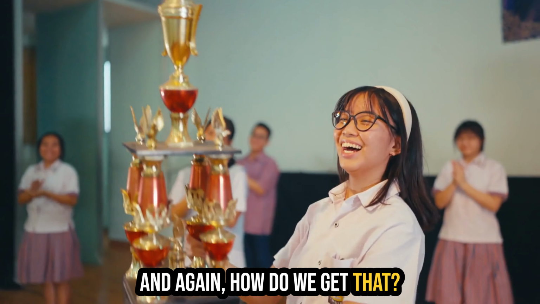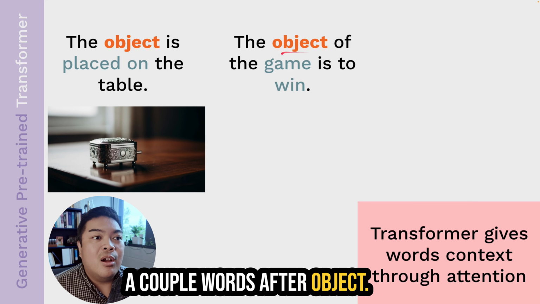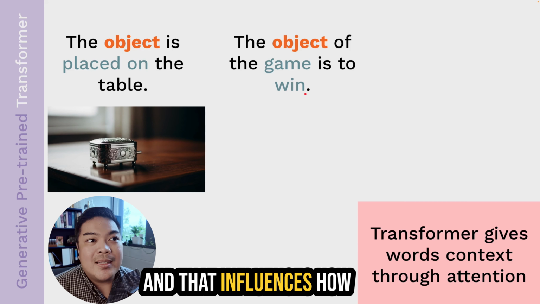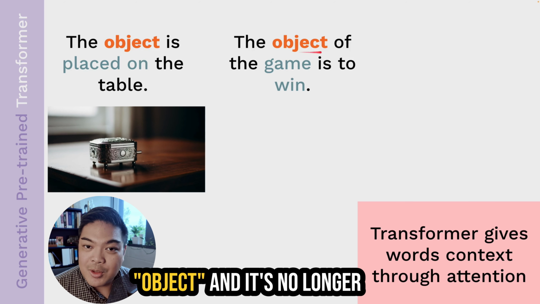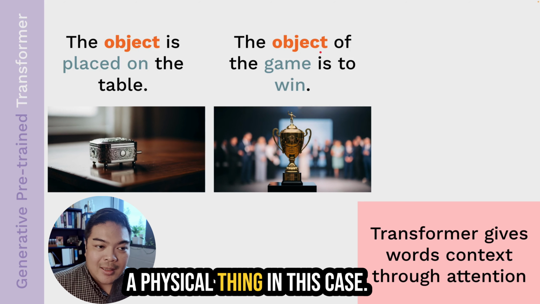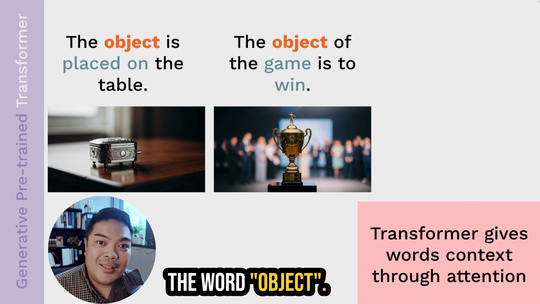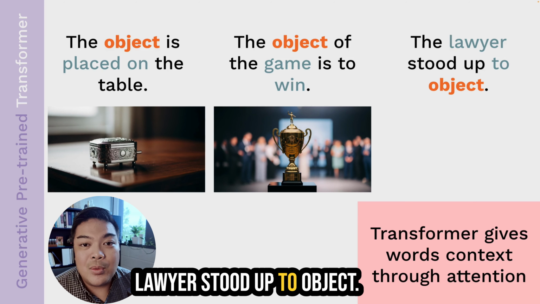And again, how do we get that? A couple words after object, we have the word game, we have the word win, and that influences how we think about the word object. It's no longer a physical thing in this case. In this case, it's much more abstract. One more example of the word object. If we use the sentence, the lawyer stood up to object.